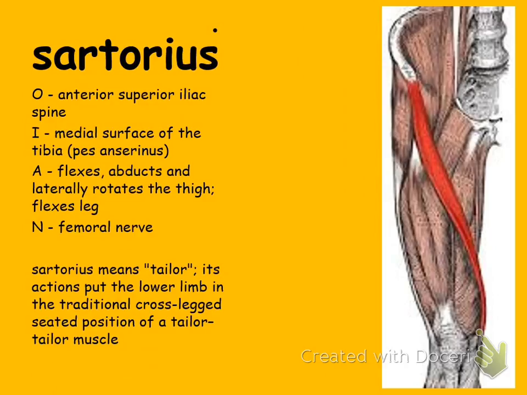Sartorius, this is a fun muscle. It's called the tailor's muscle. That's the name for it. I'm going to write that down. It originates on the anterior surface, superior of the iliac crest, the anterior superior iliac spine, and it comes all the way down to the medial aspect of the tibia, the pes anserinus. It comes across, and it helps you to bring your leg up and lay your foot on top of your other knee.